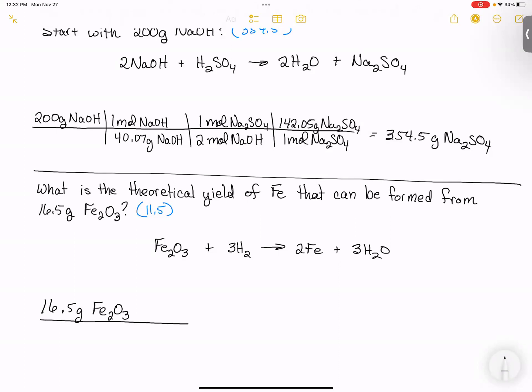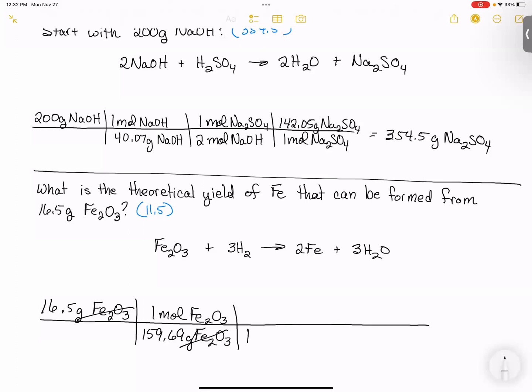Your first conversion factor would have involved iron 3 oxide, specifically the mass, and that was 159.69 is equal to 1 mole. You would have placed the grams in the denominator to cancel, leaving moles.